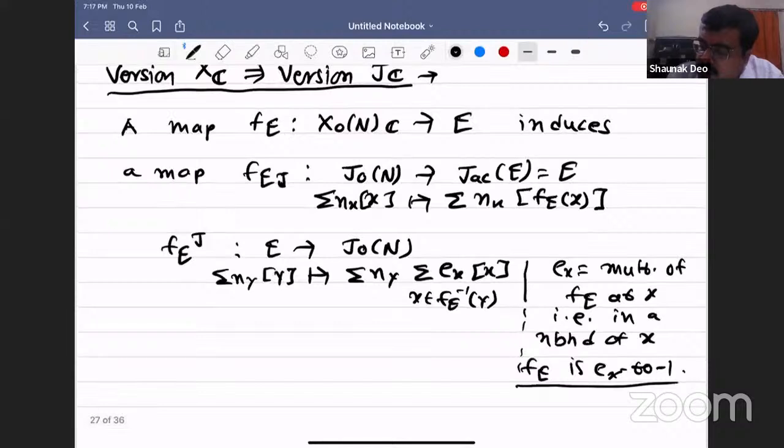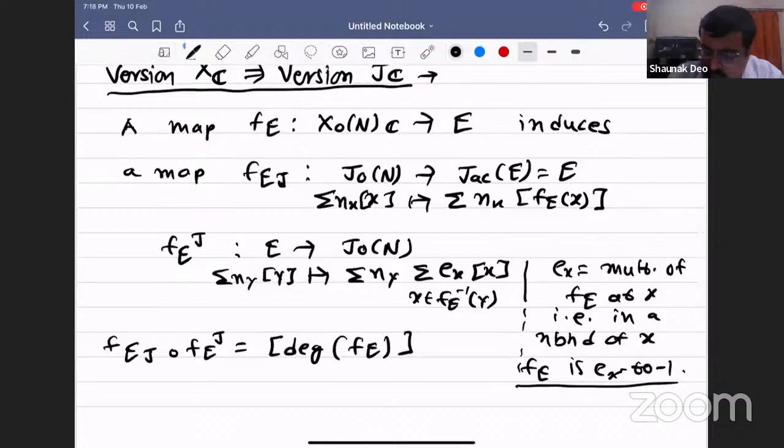Now, if you compose these two, an easy exercise would tell you that the composition is just multiplication by the degree of F_E. This is a surjection because it is between E and E and it is multiplication by an integer, which is a surjection. So this means F_EJ is a surjection.